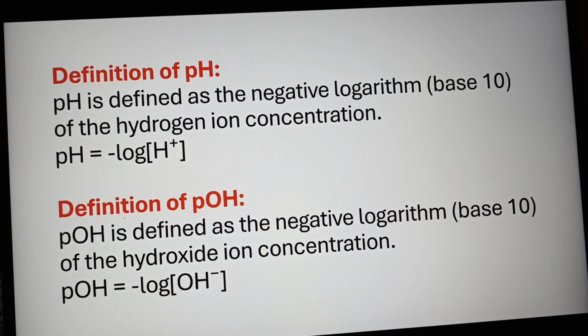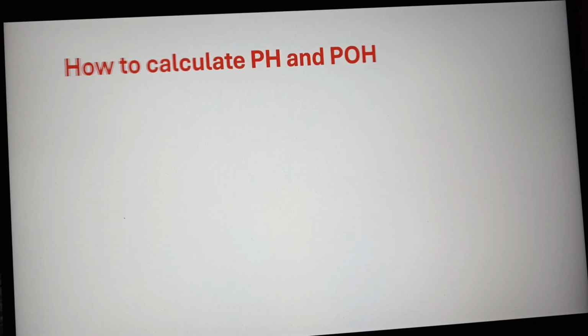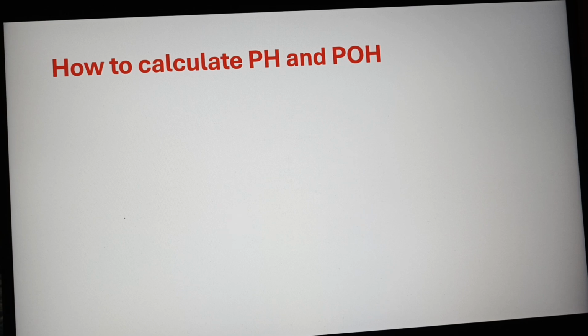Now we see the definition of pOH. pOH is defined as the negative logarithm of the hydroxide ion concentration. So pOH is equal to negative log of hydroxide ion concentration. Here the square brackets mean concentration in moles per liter. Now we see how to calculate pH and pOH using examples.